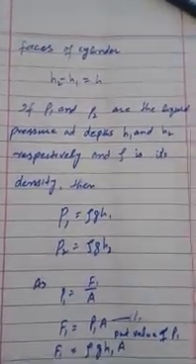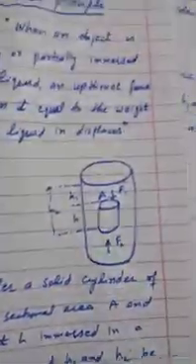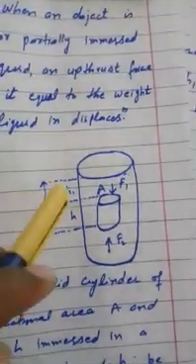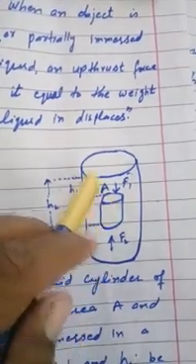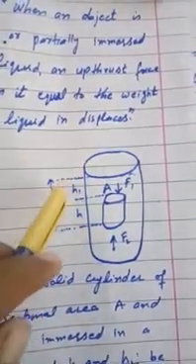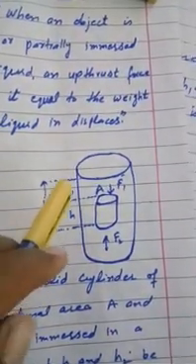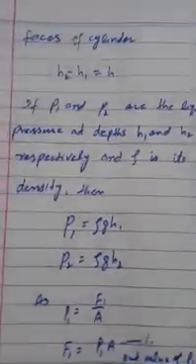For the cylinder, h2 minus h1 is equal to h. If we subtract h1, measured from the top surface of the object to the top surface of the liquid, from h2, the whole height, that gives h. So we write h2 minus h1 is equal to h.